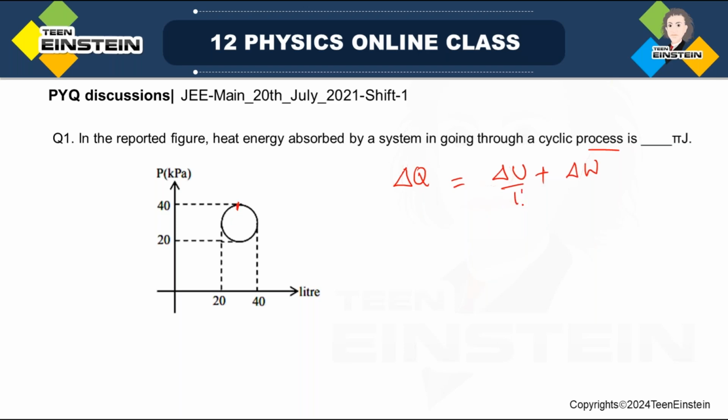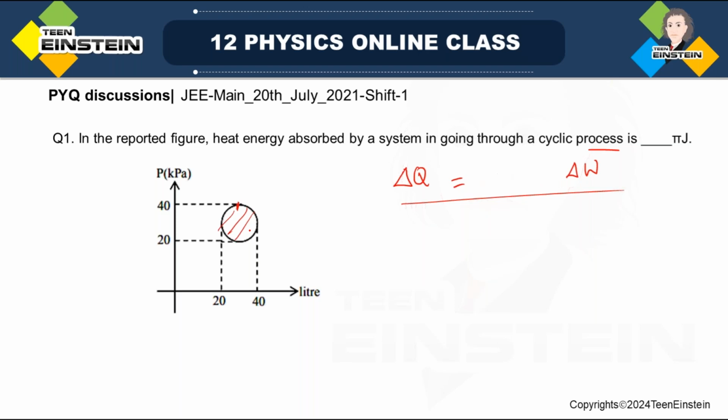So what will be zero is the internal energy change. Change in internal energy will be zero. That means there is no change in the internal energy. So the first law of thermodynamics actually turns out to be delta Q is equal to delta W. Delta W is actually the work done. So the heat energy absorbed by the system is equal to the work done.